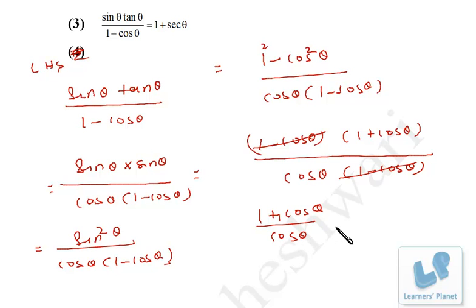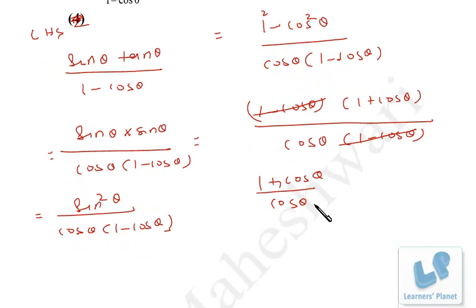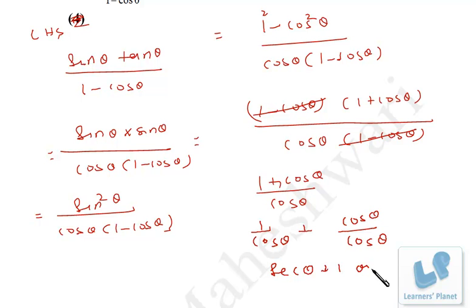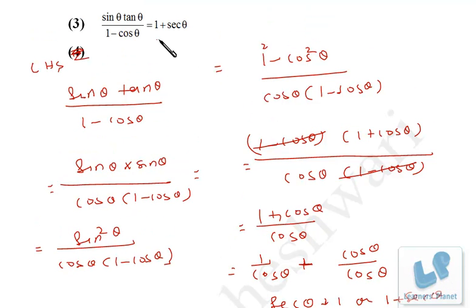Just break the LCM. It's 1 upon cos theta plus cos theta by cos theta. So it's sec theta plus 1 or 1 plus sec theta, right? Quite simple. We just keep on putting the value, keep on solving, and we'll get the right hand side. So that's 1 plus sec theta that we had to prove, right? So we started with the left hand side, and we finally reached the right hand side. Okay, I hope you are clear.